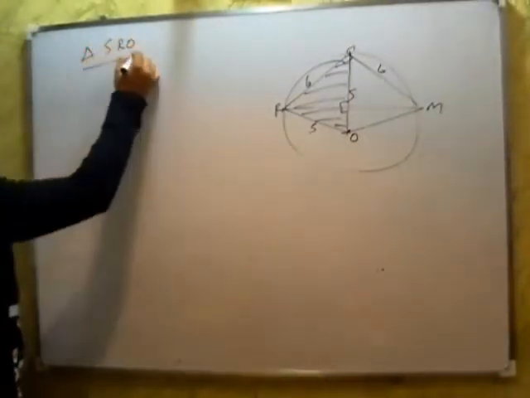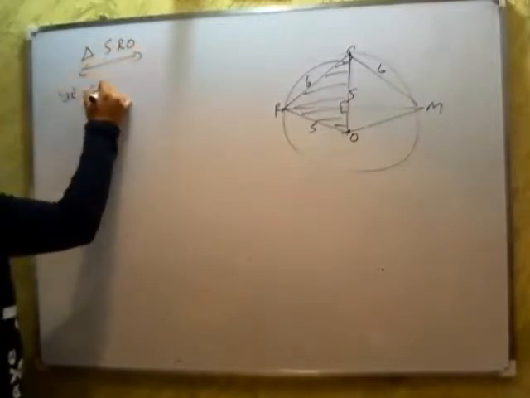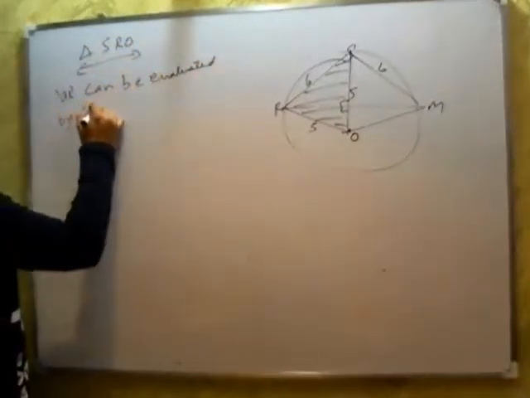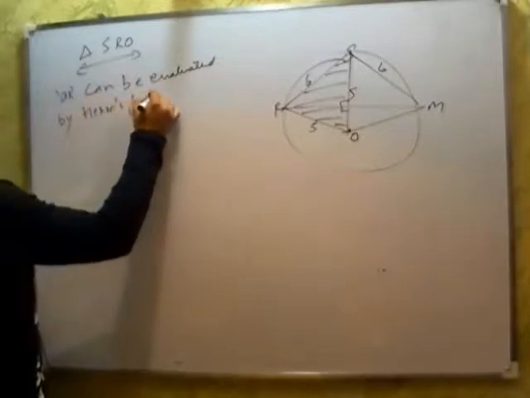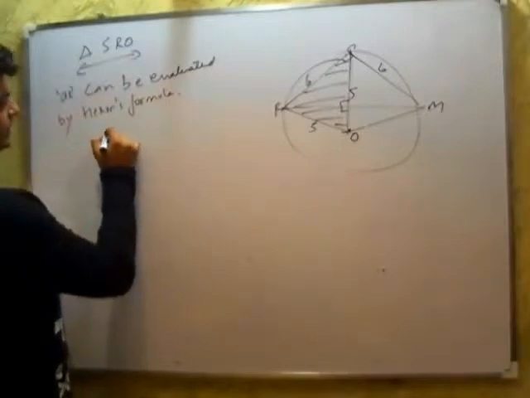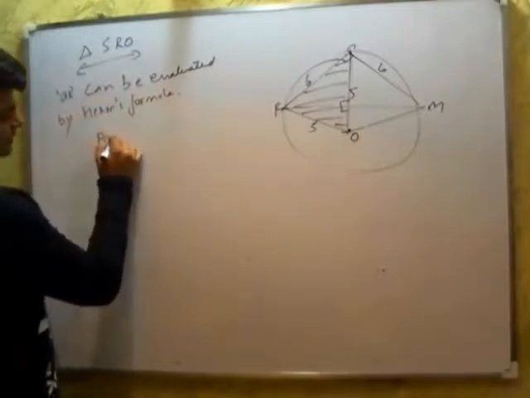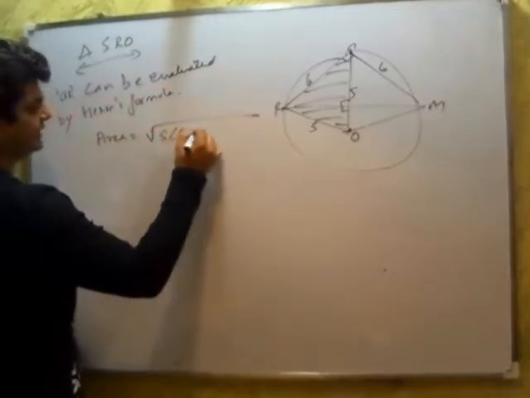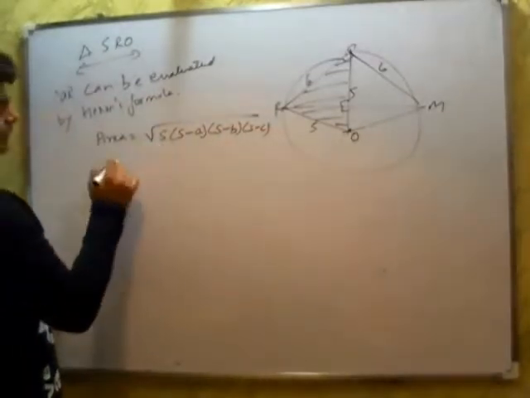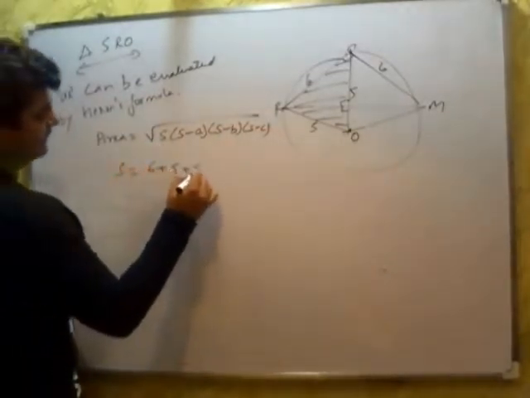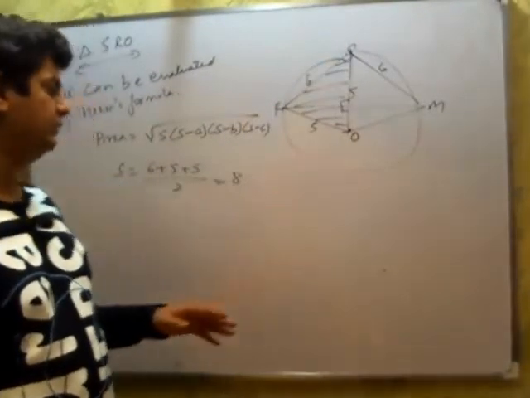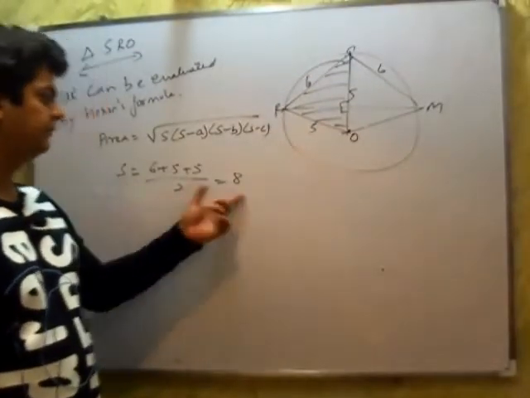If you can find out the area of this triangle SRO, the area can be evaluated by Heron's formula, right? And Heron's formula says area equals the square root of S times (S minus A) times (S minus B) times (S minus C). What is S? S is the semi-perimeter. Therefore, S is equal to 6 plus 5 plus 5 upon 2, which gives you 8. This plus this plus this gives you the perimeter, and you want the semi-perimeter, hence you half it. So you get 8.